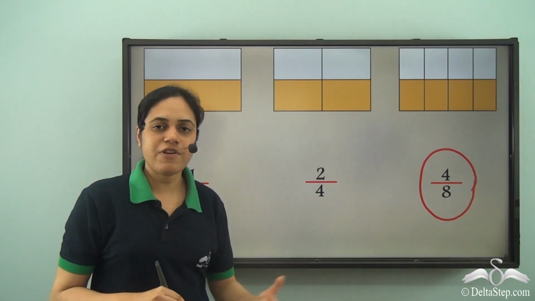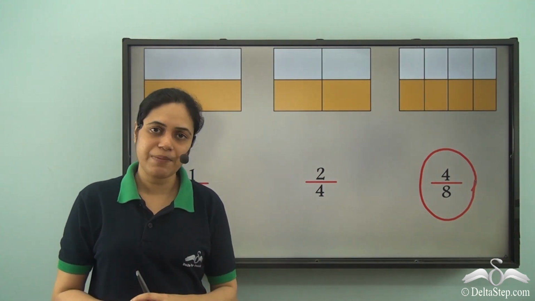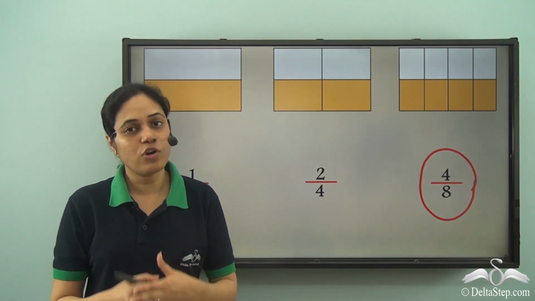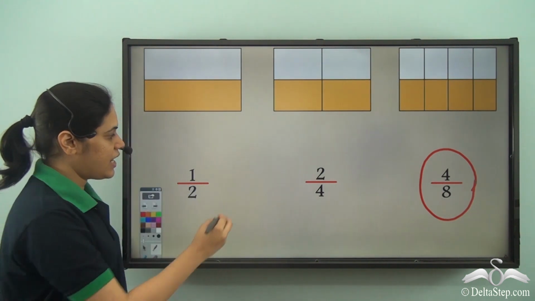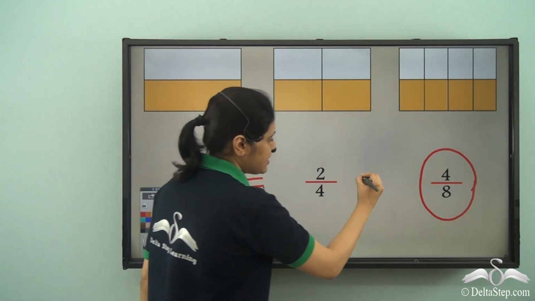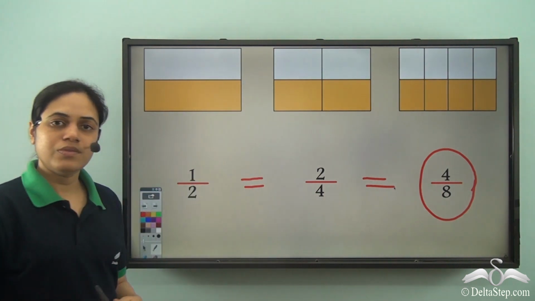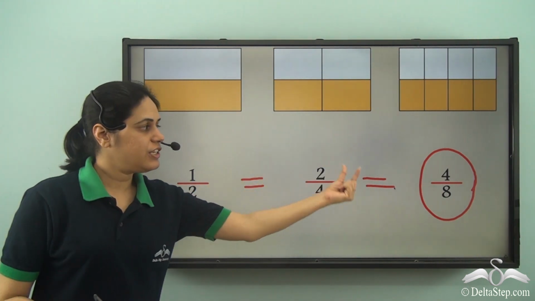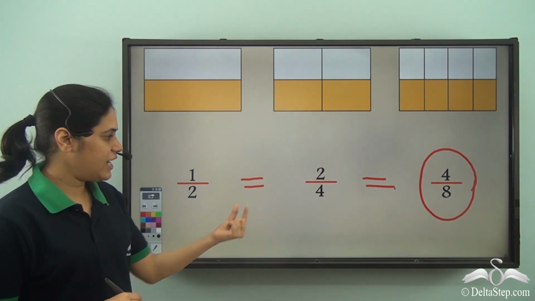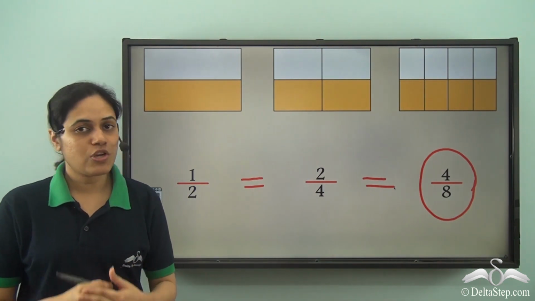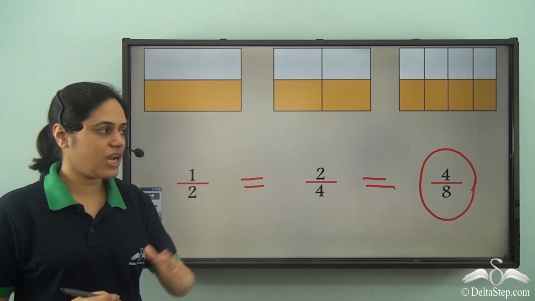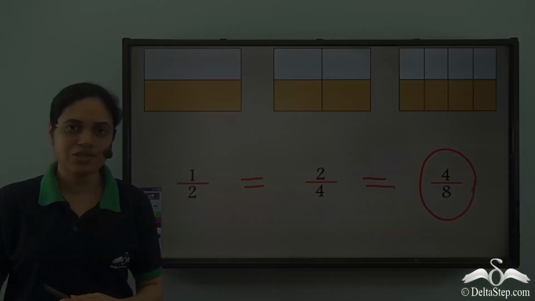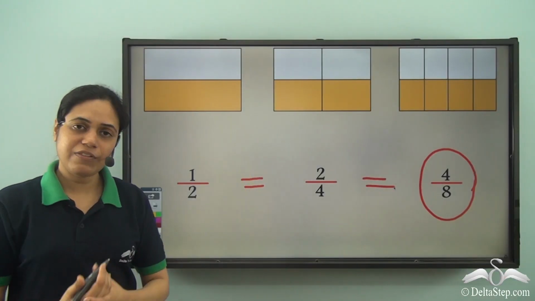So these three fractions represent the same thing or the same quantity, or I can say that they have the same value. All three are equal, but they have different numerators and different denominators. So I can say that these three are equivalent fractions.